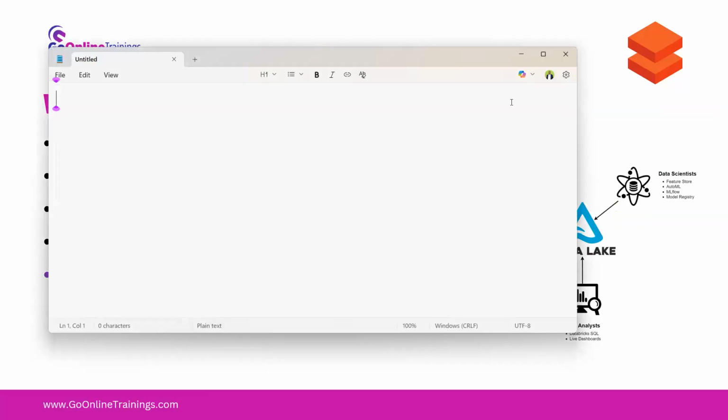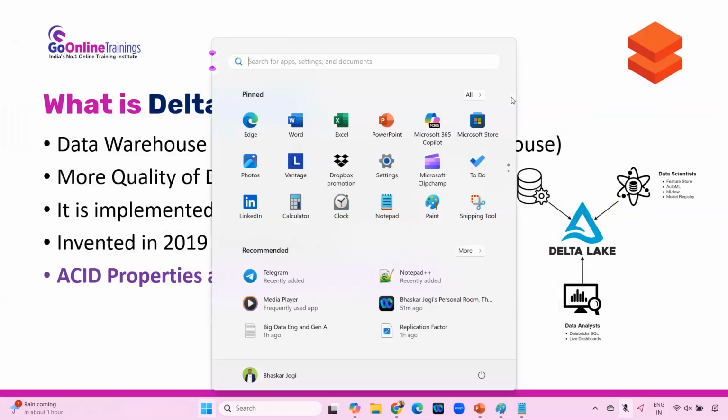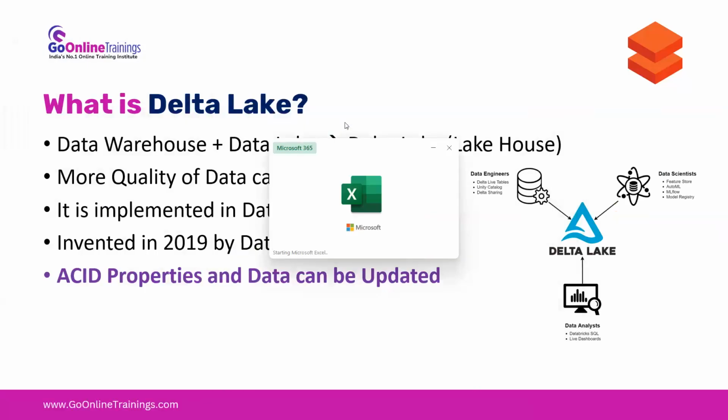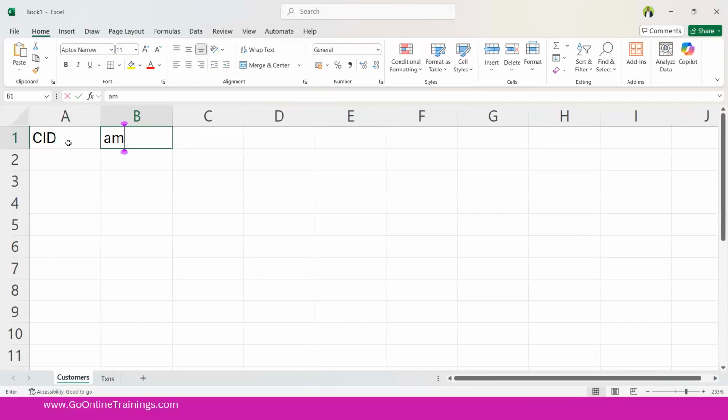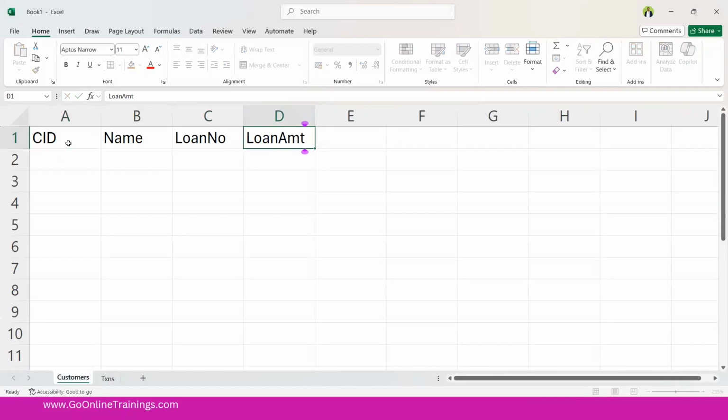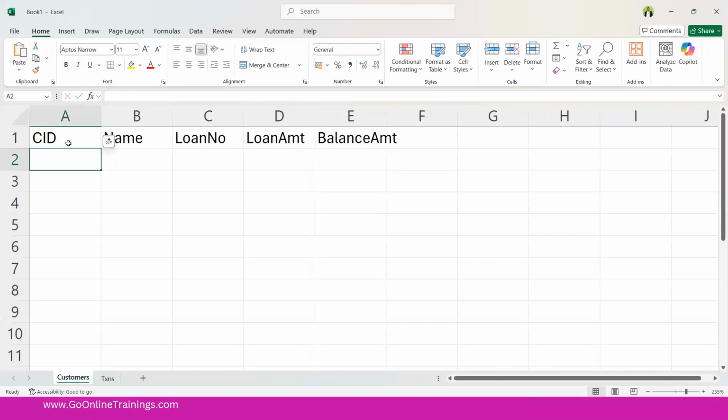Let me give you a simple example. For example, I am maintaining some data in an Excel sheet. An Excel sheet is not an RDBMS, right? It is not SQL data. For example, I say I'm going to have customers data, and they have taken, let us say, loans, and they're paying, so there is transactions data. So I'll have customer ID, customer name, and what is the loan he has taken, loan number, loan amount, and what is the balance. Balance amount, I'm going to be having it.